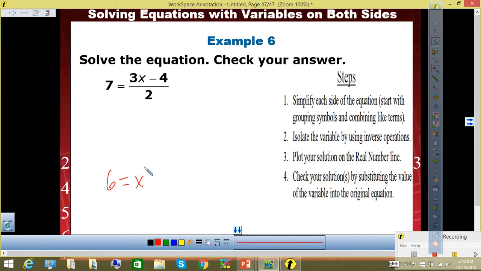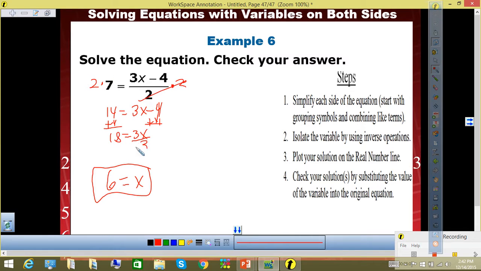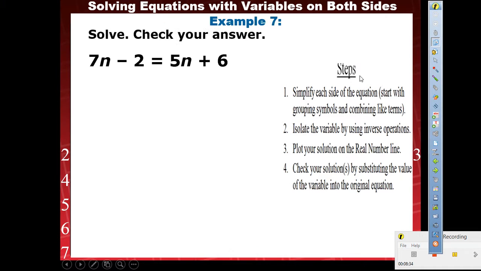6 equals x. Okay, let's see. Times 2, times 2. 14 equals 3x minus 4, plus 4, plus 4. 18 equals 3x. Divide by 3, divide by 3. And that's how we get 6 equals x. Okay? So we're done with the simple stuff, right? Let's move on. Copy this.